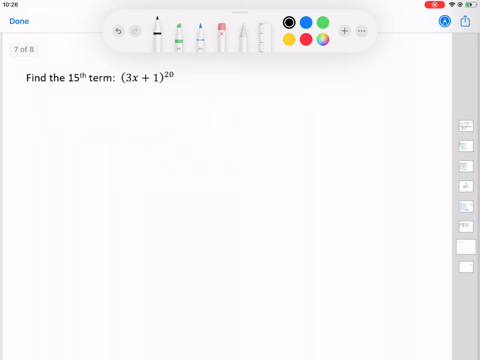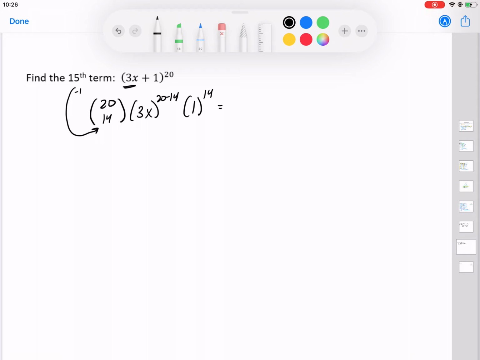So let's just try that one more time so that you understand the process. So we're finding the 15th term. Our n is 20, so we have 20, and you go 1 less. So subtract 1 from that. So 20 choose 14. Our a term is 3x, so we've got 3x raised to the 20 minus 14. And then 1 to the 14th power.